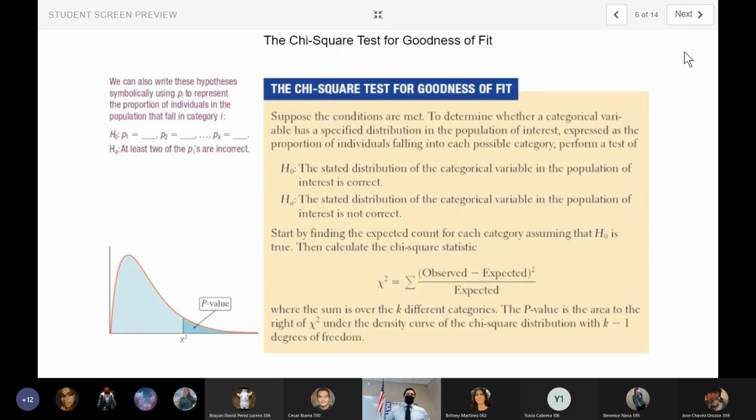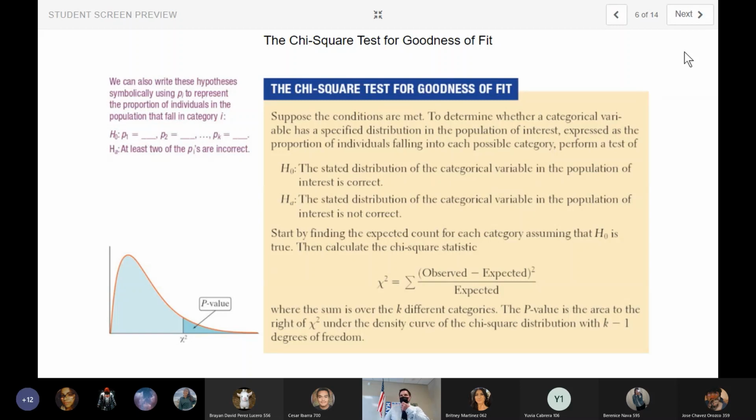And then we can put it all together into our chi-square test for goodness of fit. If the conditions are met, we can do our test to determine whether a categorical variable has a specified distribution in the population of interest, expressed as the proportion of individuals falling into each possible category. We perform a test of the null hypothesis, where the stated distribution of the categorical variable in the population of interest is correct, or the alternative that the stated distribution of the categorical variable in the population of interest is not correct.